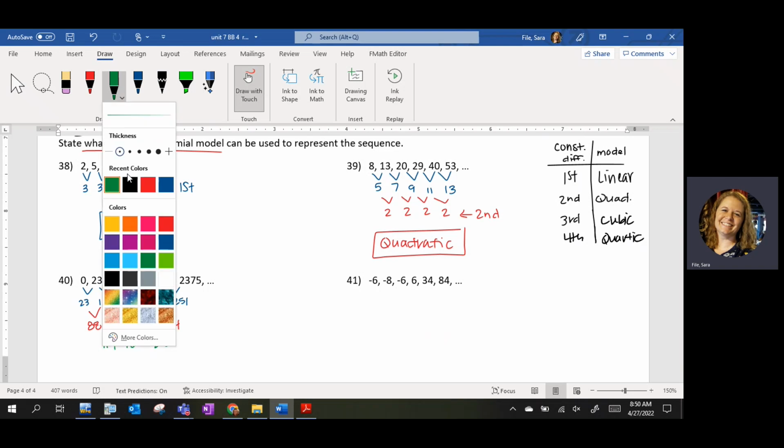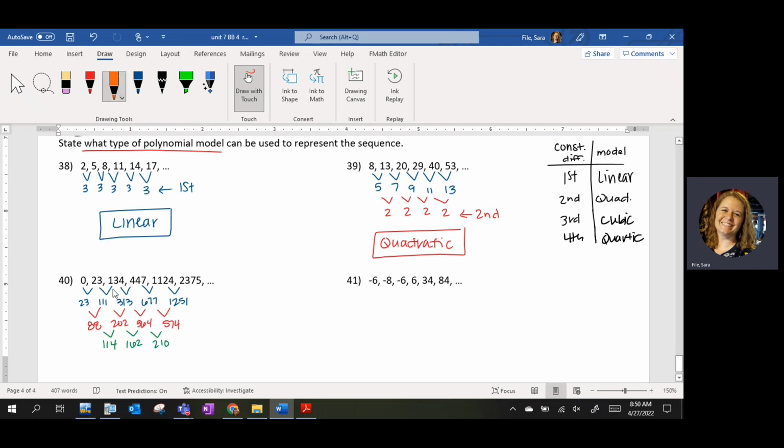Okay, so then we are going to do a fourth difference. So 162 minus 114 is 48. And 210 minus 162 is also 48. So we finally got to a constant difference on our fourth difference. So this one is what we call quartic.